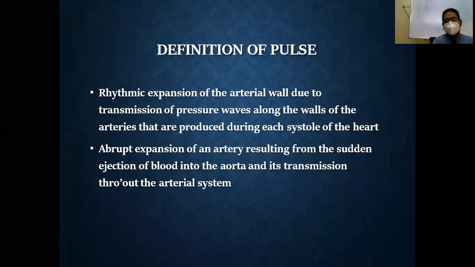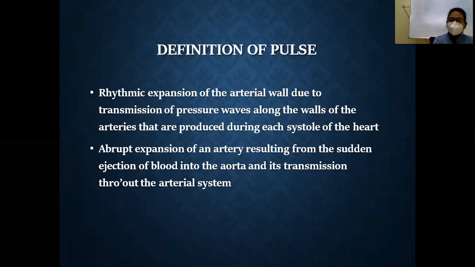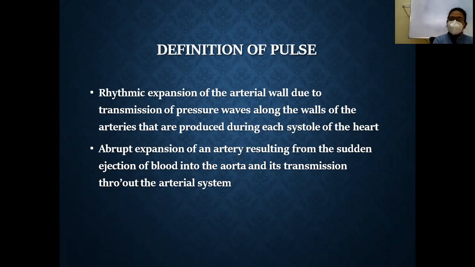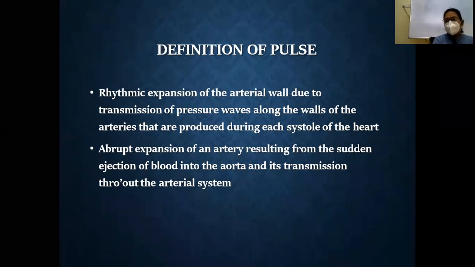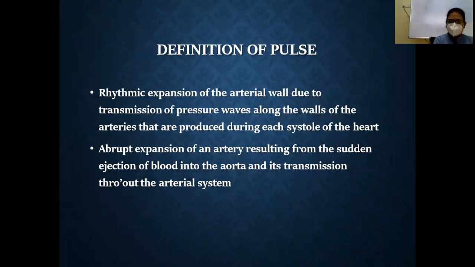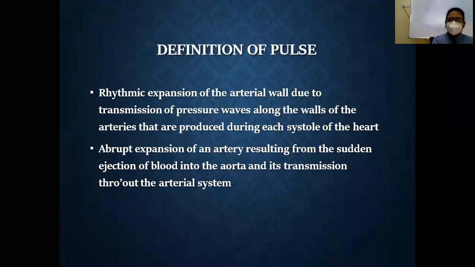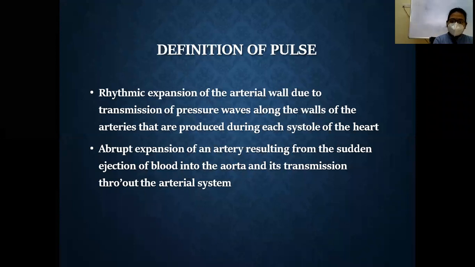So, what is pulse? Pulse is defined as rhythmic expansion of the arterial wall due to transmission of the pressure waves along the walls of the arteries that are produced during each systole of the heart. This is a standard definition given in all the practical books. Basically, whenever there is ejection of blood from the left ventricle into the aorta, that volume of blood causes expansion of the artery. That creates a pressure wave which is transmitted throughout the arterial system. So this is the whole principle of the pulse wave.